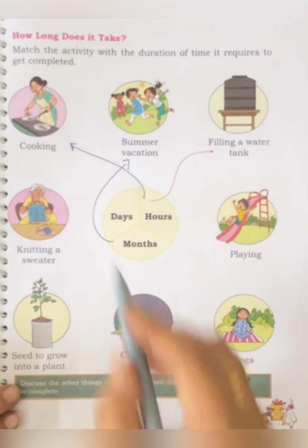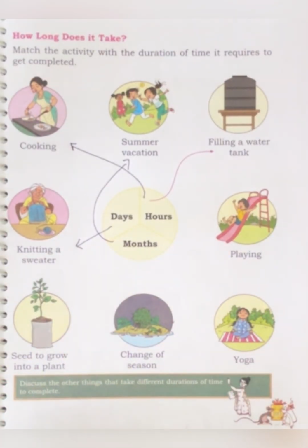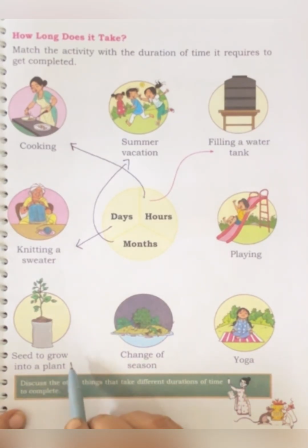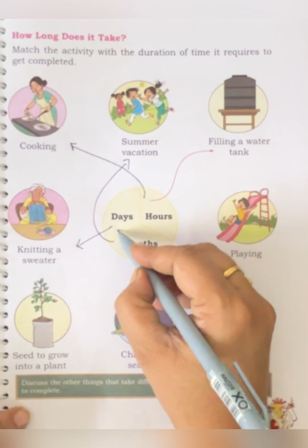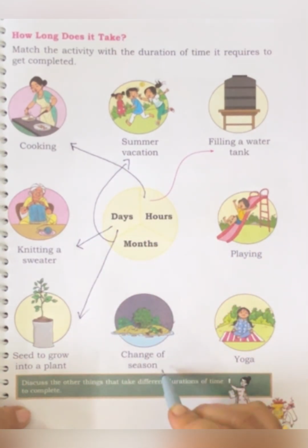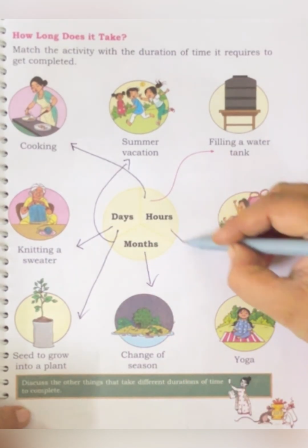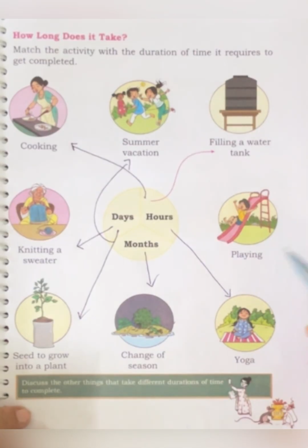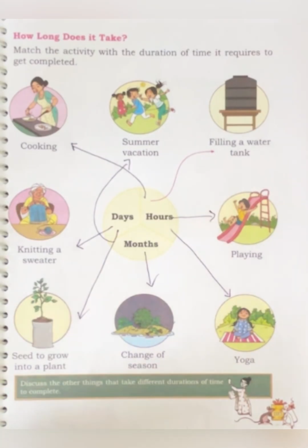Knitting a sweater, it will take days. What is knitting a sweater? Trying to make a sweater out of woolen threads. Next, a seed to grow into a plant. Days, depends on the plant. Days should be okay. Change of season, definitely months. Yoga, hours. Playing, a few hours. You cannot play for days or months, right? So seeing the activity, we have to do this.